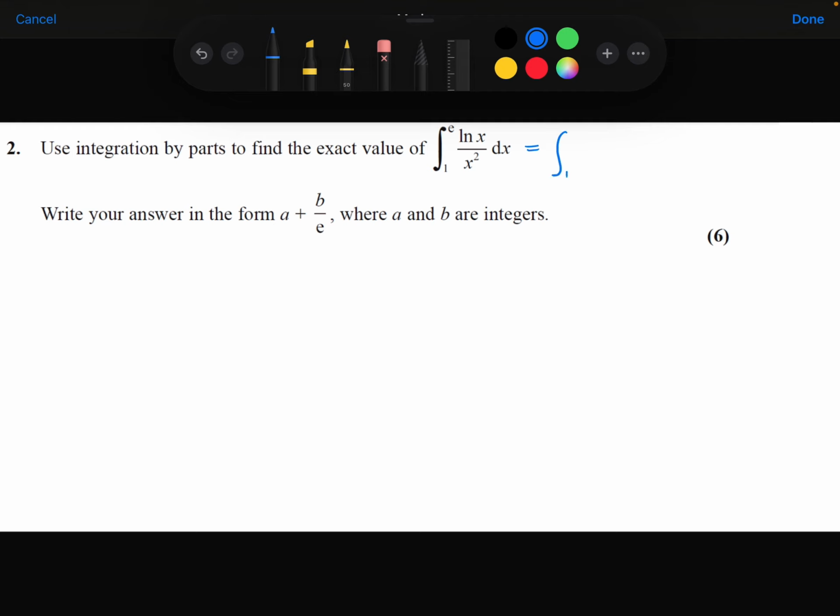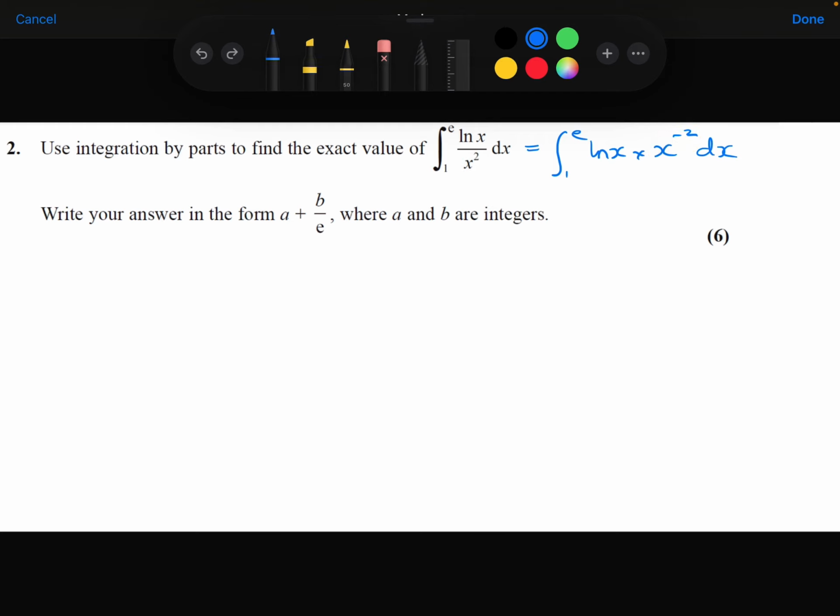So I'm going to rewrite this as ln x multiplied by x to the power minus 2. So just instead of writing the x squared on the bottom, I'm writing it as an x to the power minus 2 on the top. This is going to allow me to use integration by parts.